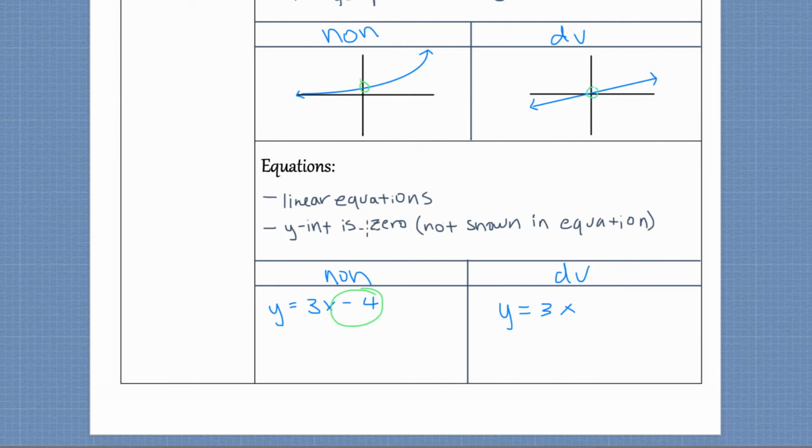And over here, the y-intercept, you can tell, is 0, because the actual y-intercept component of it, like an actual number at the end of it, isn't shown. So you can assume that the y-intercept is 0. So this would be a direct variation example.